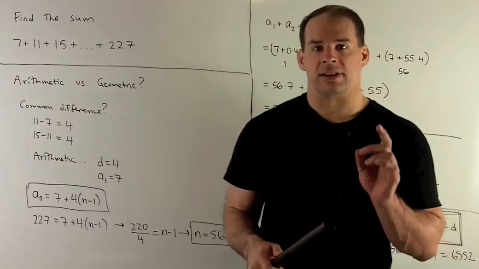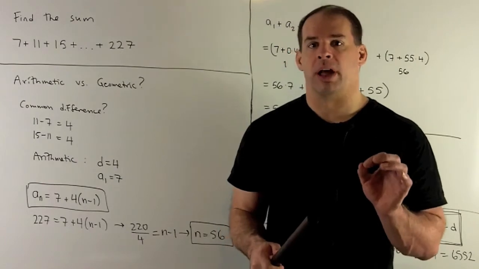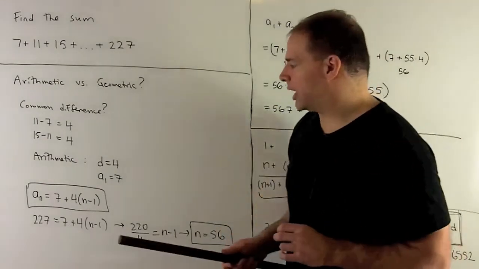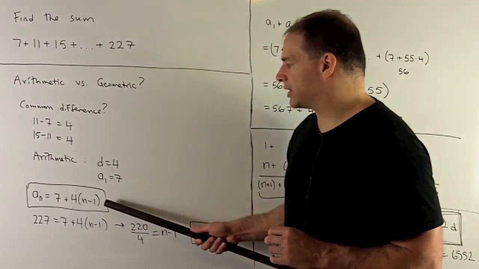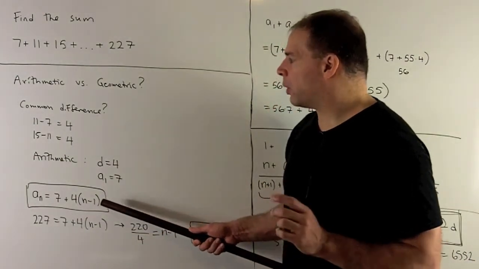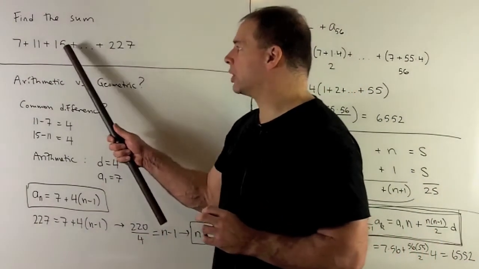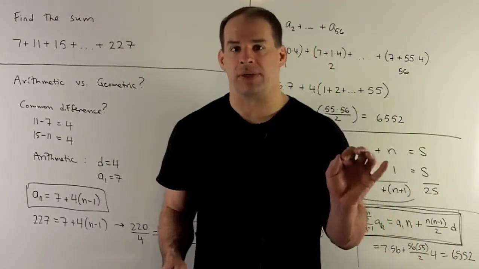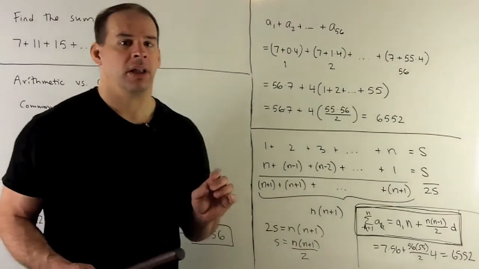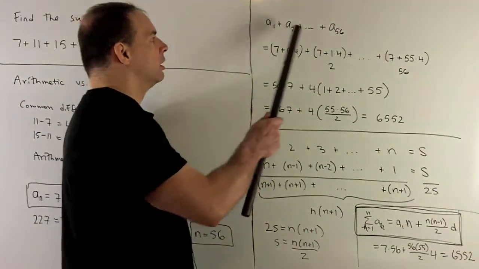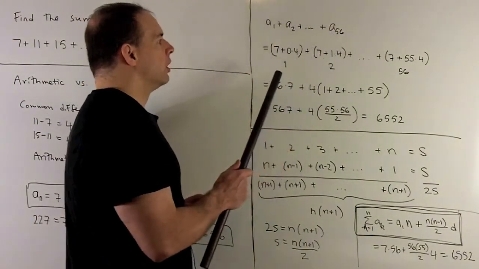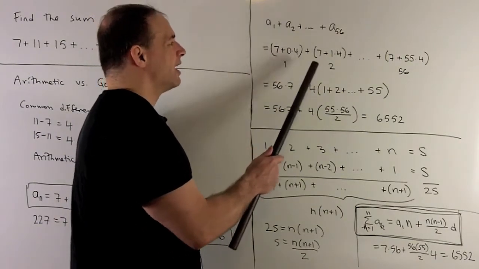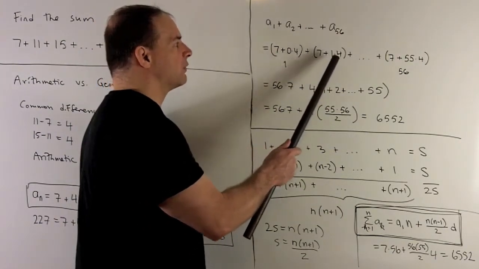Okay, let's take the sum. We're not going to use the formula yet; we'll point that out at the end. Let's see how we would do this using our formula for the arithmetic sequence. We'll take each of these terms, write them out in this form, and then just pull apart each parentheses. We're going to do 56 terms. We start with 7 plus 0 times 4, which is just 7. 11 is 7 plus 1 times 4.